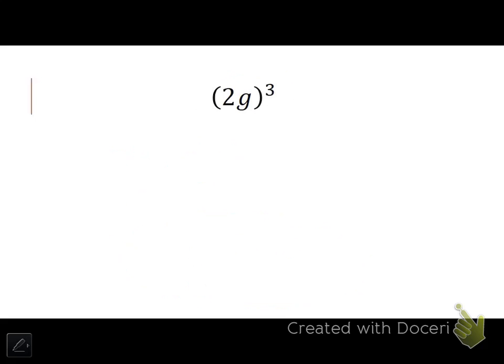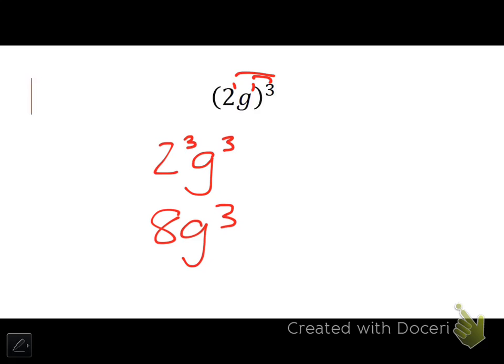Okay, I don't see exponents, so I'm going to add 1 so that I can distribute this power. I have 2 to the third and g to the third because we multiply. 2 to the third is 2 times 2 times 2. So 2 times 2 is 4, 4 times 2 is 8, so we got 8g to the third.